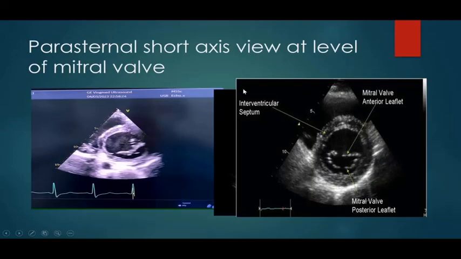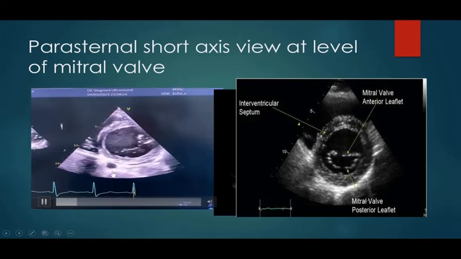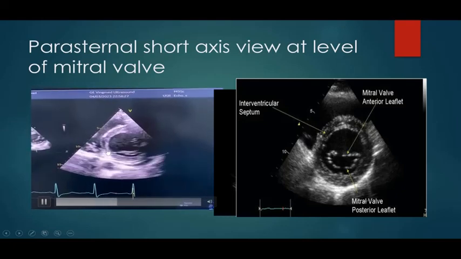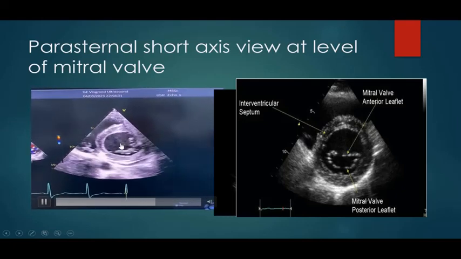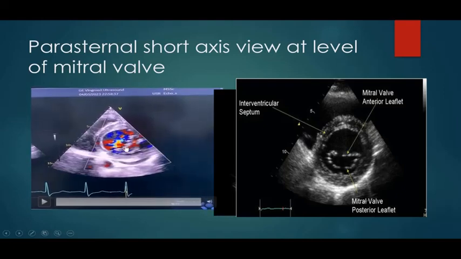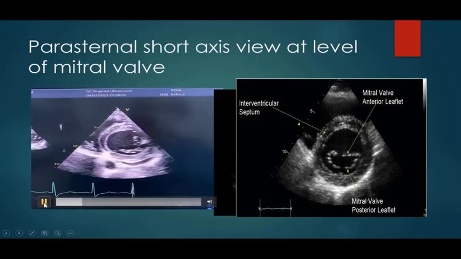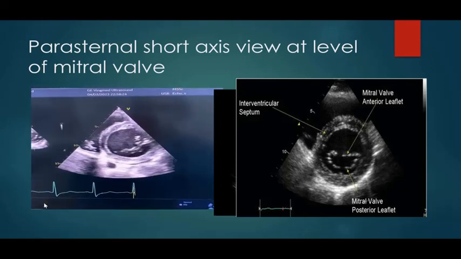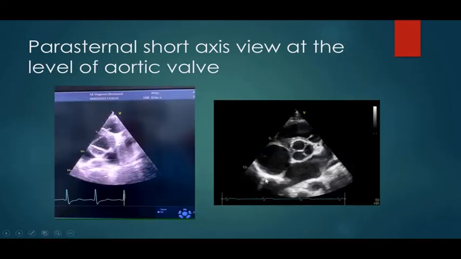So this is the parasternal short axis view at the level of the mitral valve. On the right hand side, we see the normal parasternal short axis view. This is the anterior leaflet of the mitral valve, this is the posterior mitral leaflet, and this is the interventricular septum. In this patient, we can see that the LV is dilated, and there is spontaneous echo contrast inside the LV cavity. When you put the color Doppler, we can see a turbulent jet almost hitting against the anterior mitral leaflet. When you time it with the ECG, we can make out that this is occurring during diastole. This turbulence is seen during diastole.